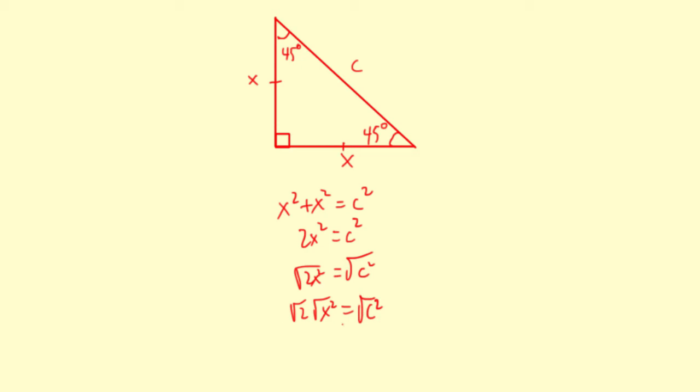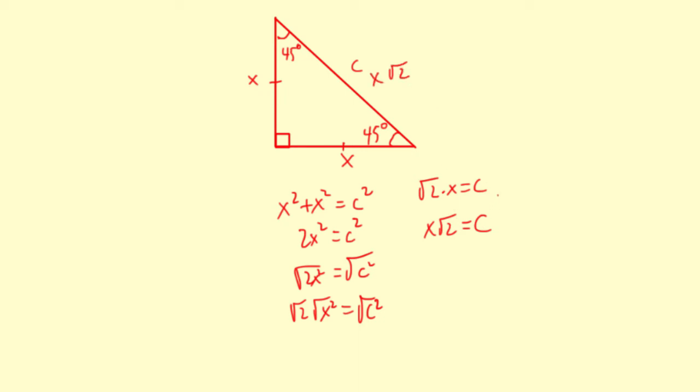Now I'm going to simplify the square roots. So square root of x squared is x, square root of c squared is c. And square root of 2 is just square root of 2. So square root of 2 times x equals c. Or you can rewrite that as x times square root of 2 equals c. Okay, so c equals x times square root of 2.